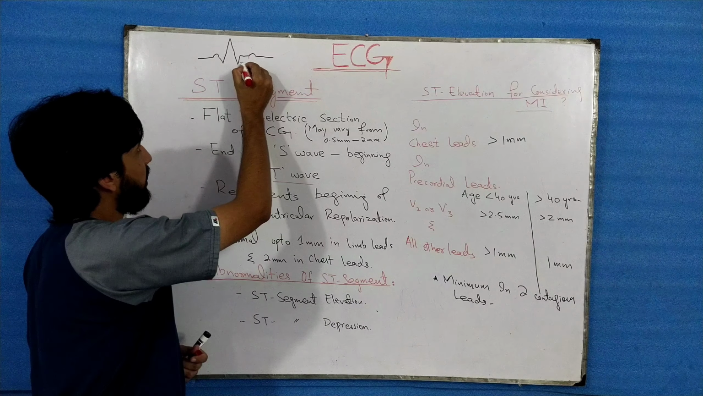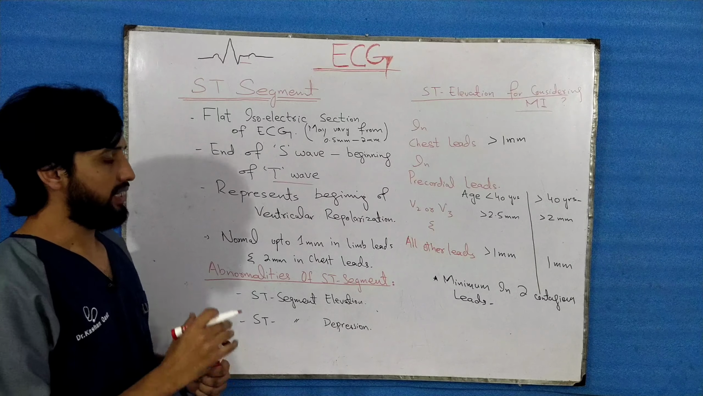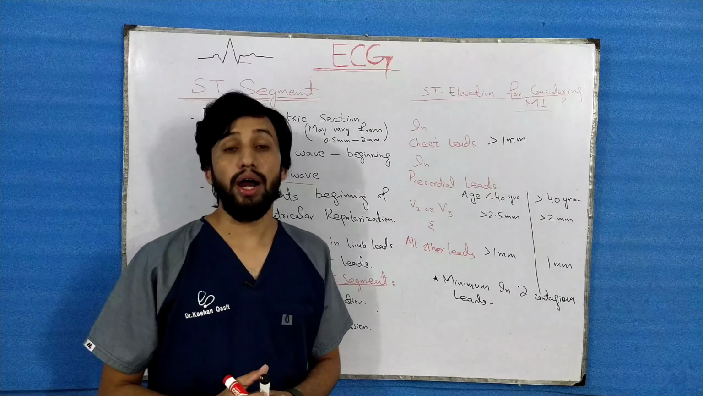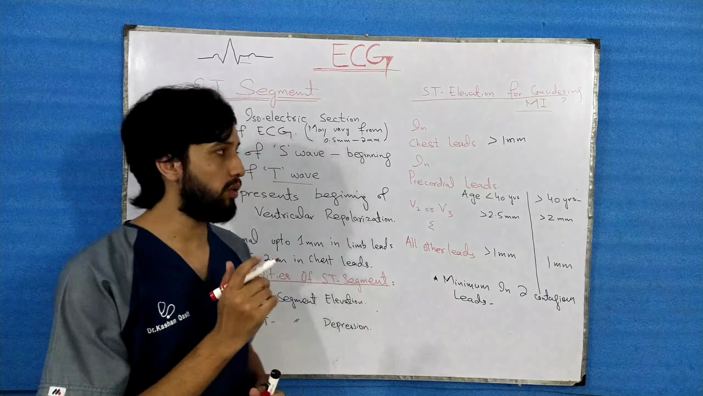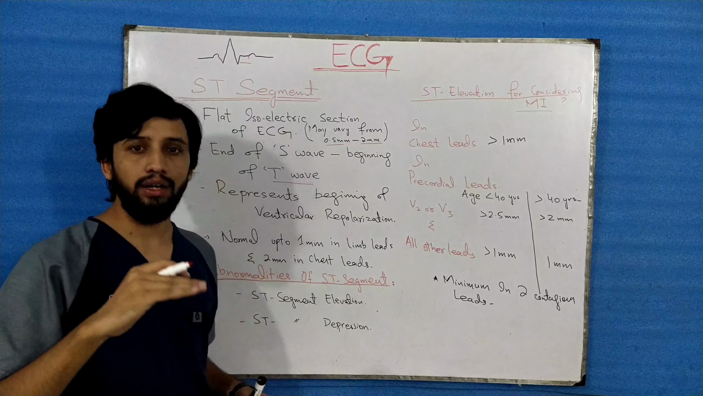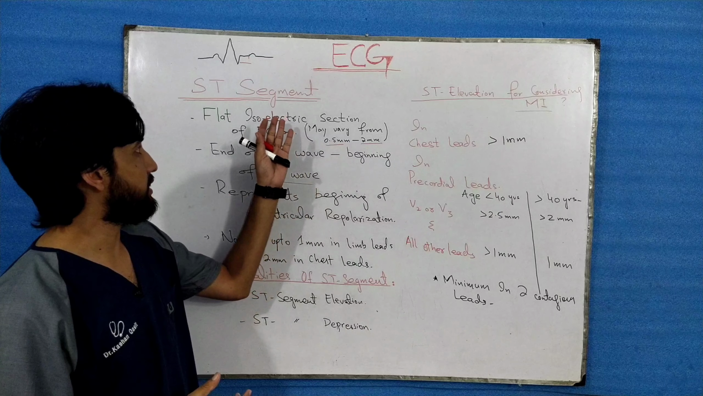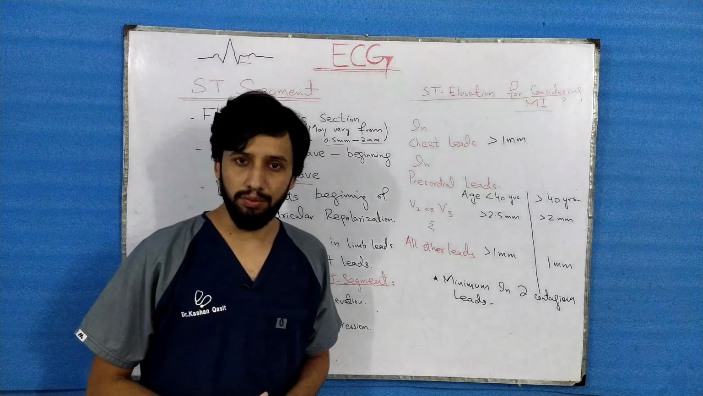This is the flat isoelectric portion of the ECG complex, and its normal amplitude or height may vary from 0.5 mm to 2 mm in amplitude. So this is the normal height of the ST segment seen on an ECG paper.